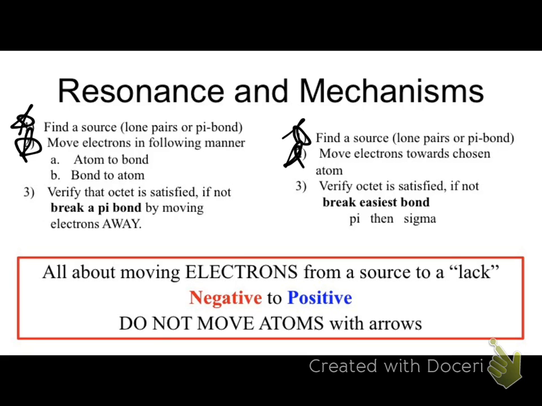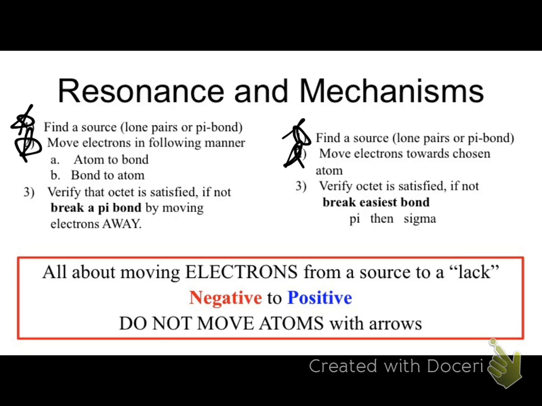So there's no atom locations changing. When we dealt with resonance, we're looking at electrons from atom to a bond, bond to an atom, and officially you can go bond to bond, if you decide to shortcut between those two rules. When we're looking at mechanisms, what we're going to do is move those electrons across.